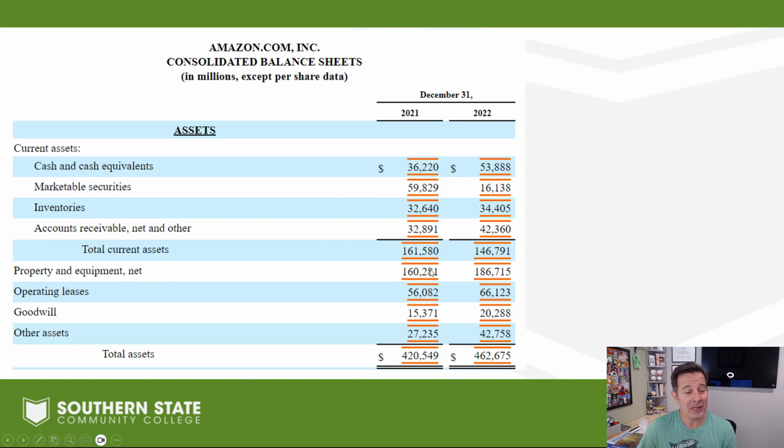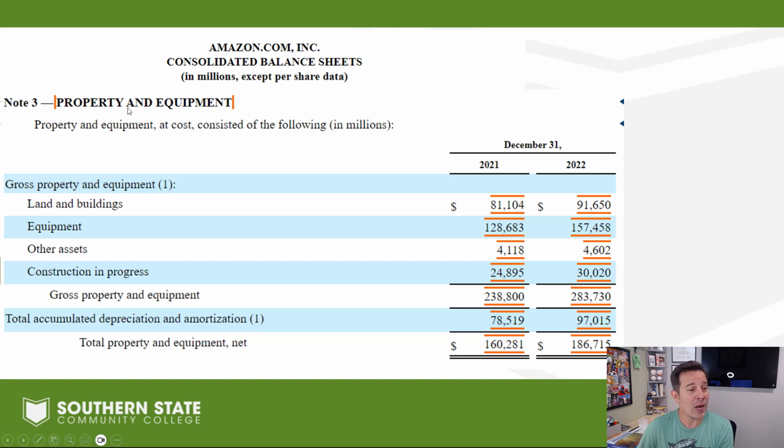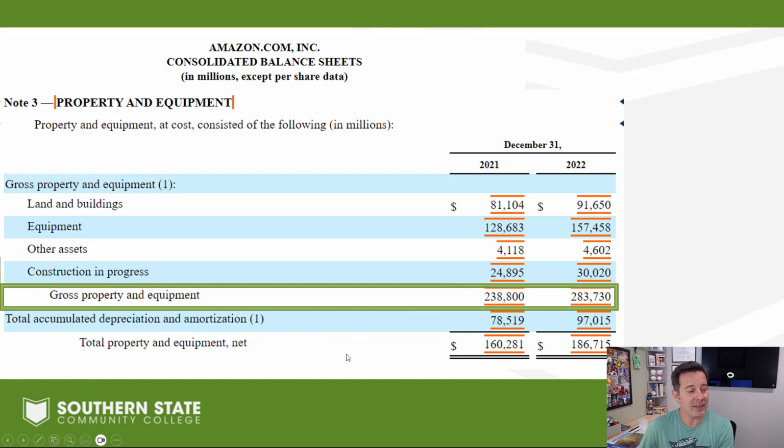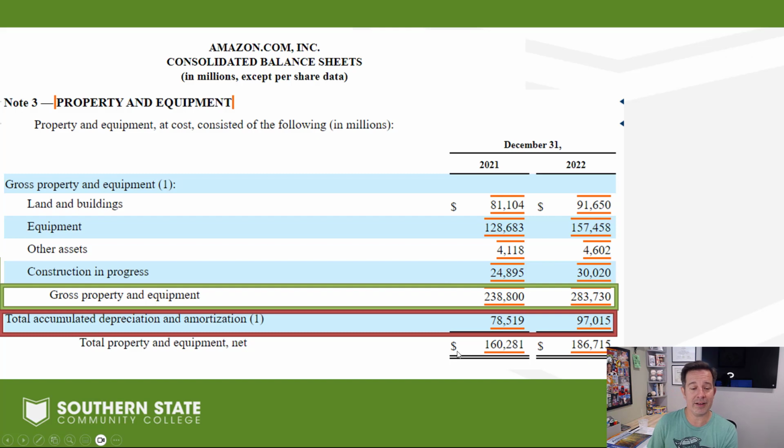And we can't really see the depreciation looking at the balance sheet. It just says property and equipment net, 160 billion. Lots of warehouses, lots of delivery vehicles, lots of equipment that they have there at Amazon. But if we dig deeper into the notes to the financial statement, we can see the breakdown. This is property and equipment on Amazon.com's notes to the financial statement. You can see property and equipment consisted of the following: land and buildings, equipment, construction in progress, and you get a total number. There's what they've depreciated, and then you got the net amount below that, 160 billion.